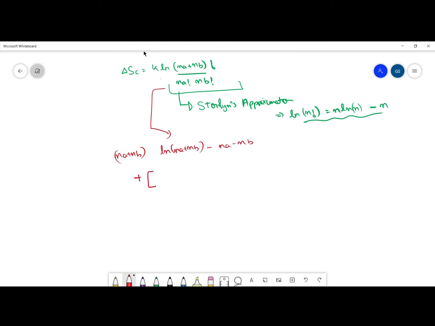Plus, sorry, there will be minus because these are in the denominator, so I am just taking minus common. It will become Na ln Na minus Na plus Nb ln Nb minus Nb. Removing the brackets, these will get cancelled out, so I've just cut them out.